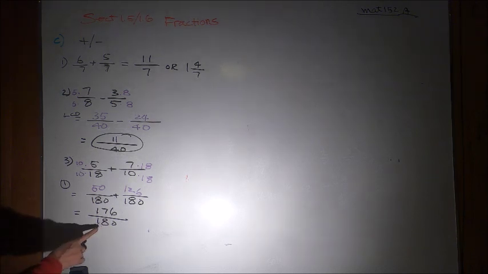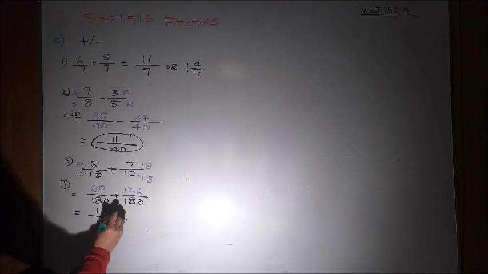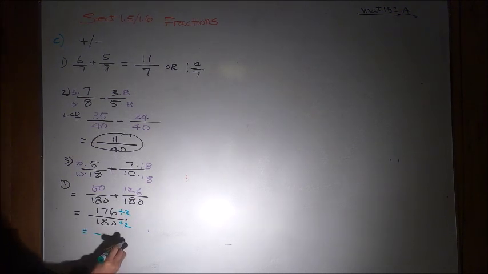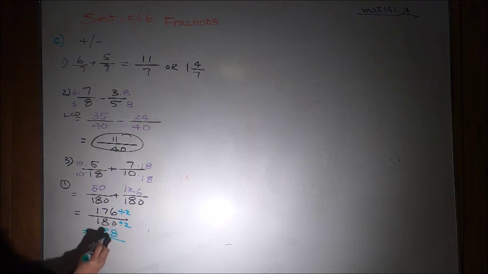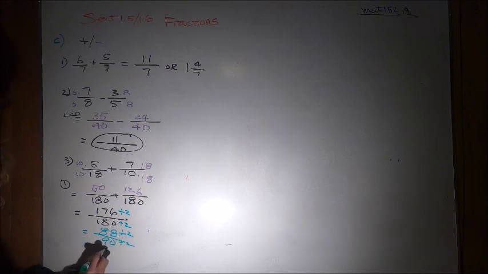However, can you leave the answer that way? Not quite. You need to simplify, right? So you divide it by 2. So what do you have? 88 over 90. Then you can simplify more, divided by another 2. You got a what? 44 over 45, right? You can do that.